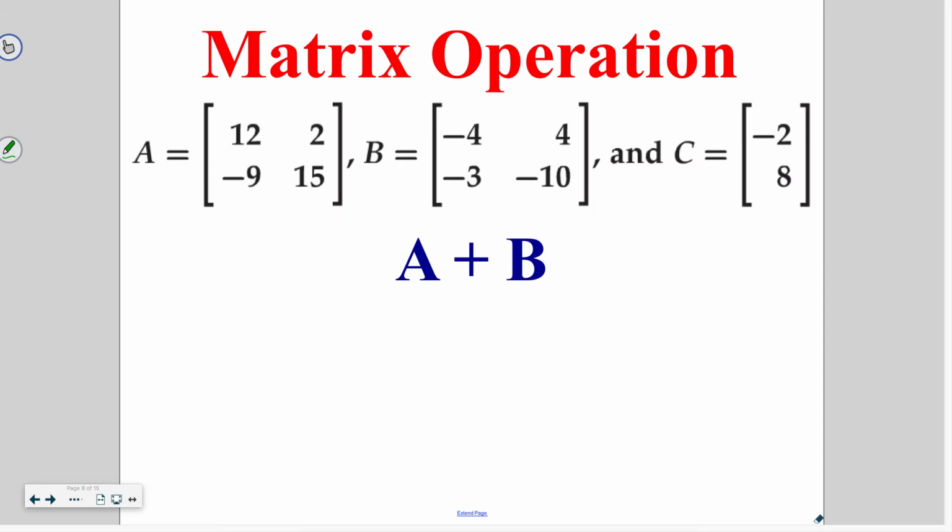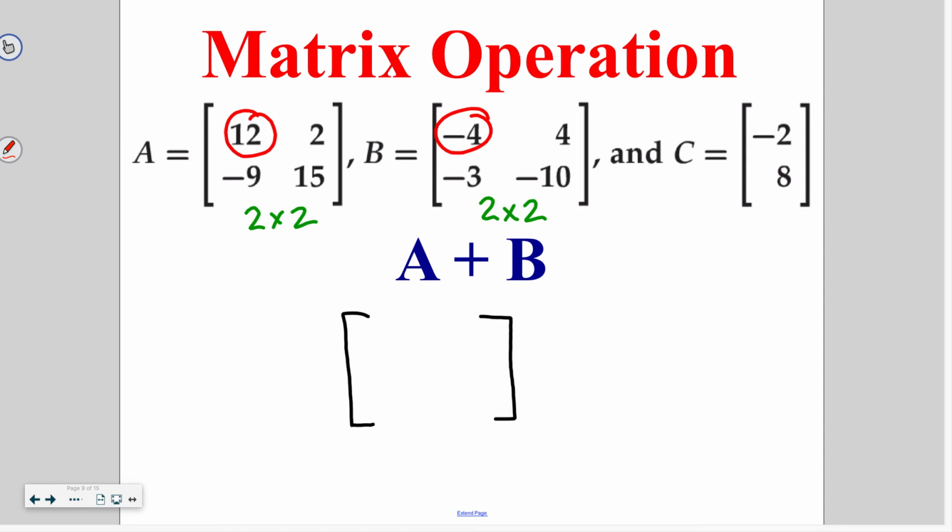So, for example, we are looking at A plus B right now. A is a 2 by 2 matrix, and B is a 2 by 2 matrix. So we are able to perform these operations. So what we want to do now is create another 2 by 2 matrix. That's going to be our answer. And we're going to look at each corresponding element. So we've got the first and the first. So I want to add those up, and I get 10 plus negative 4, which gives me 8.